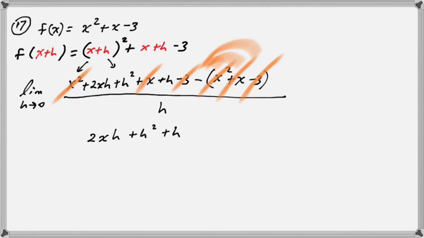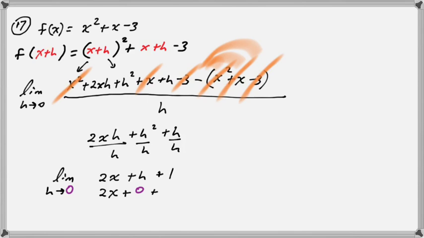So I have these three terms remaining. They're all divided by h. So I end up with this. Don't forget that we have to do the limit as h approaches 0. So you're going to put a 0 in for that h. And that will give me my answer, or my derivative, to be 2x plus 1.